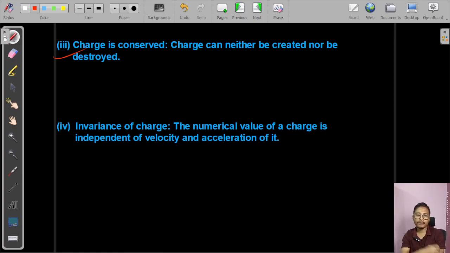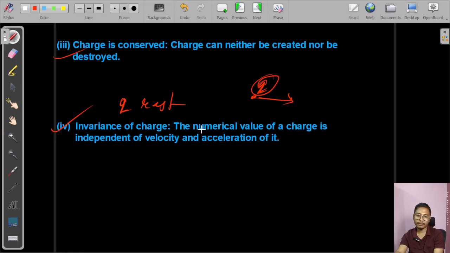Invariance of charge. That means the value of a charge doesn't change with motion. Suppose the value of a charge is q at rest. If it moves, that value will not change. While moving also it will have charge q. That value will not be changing.